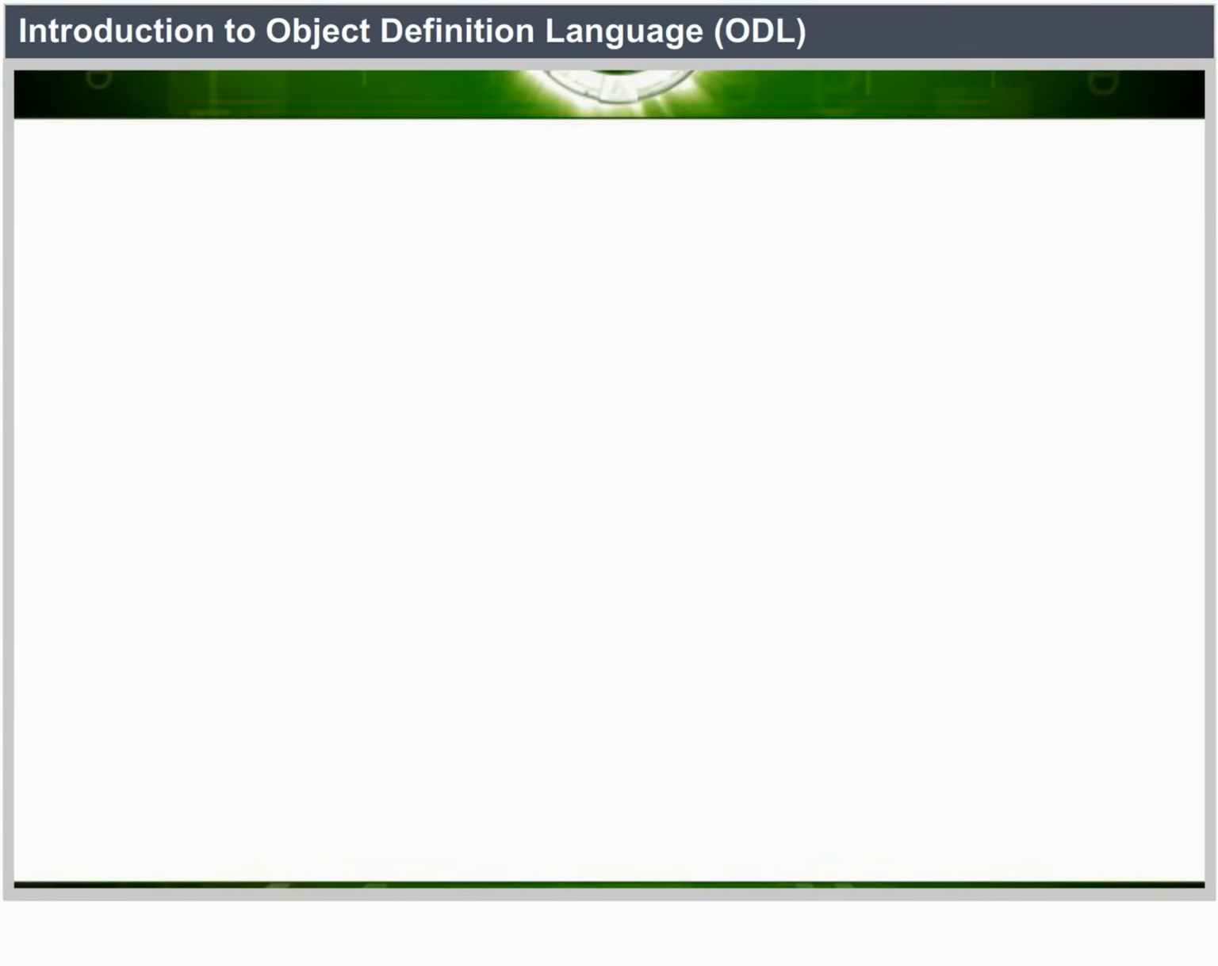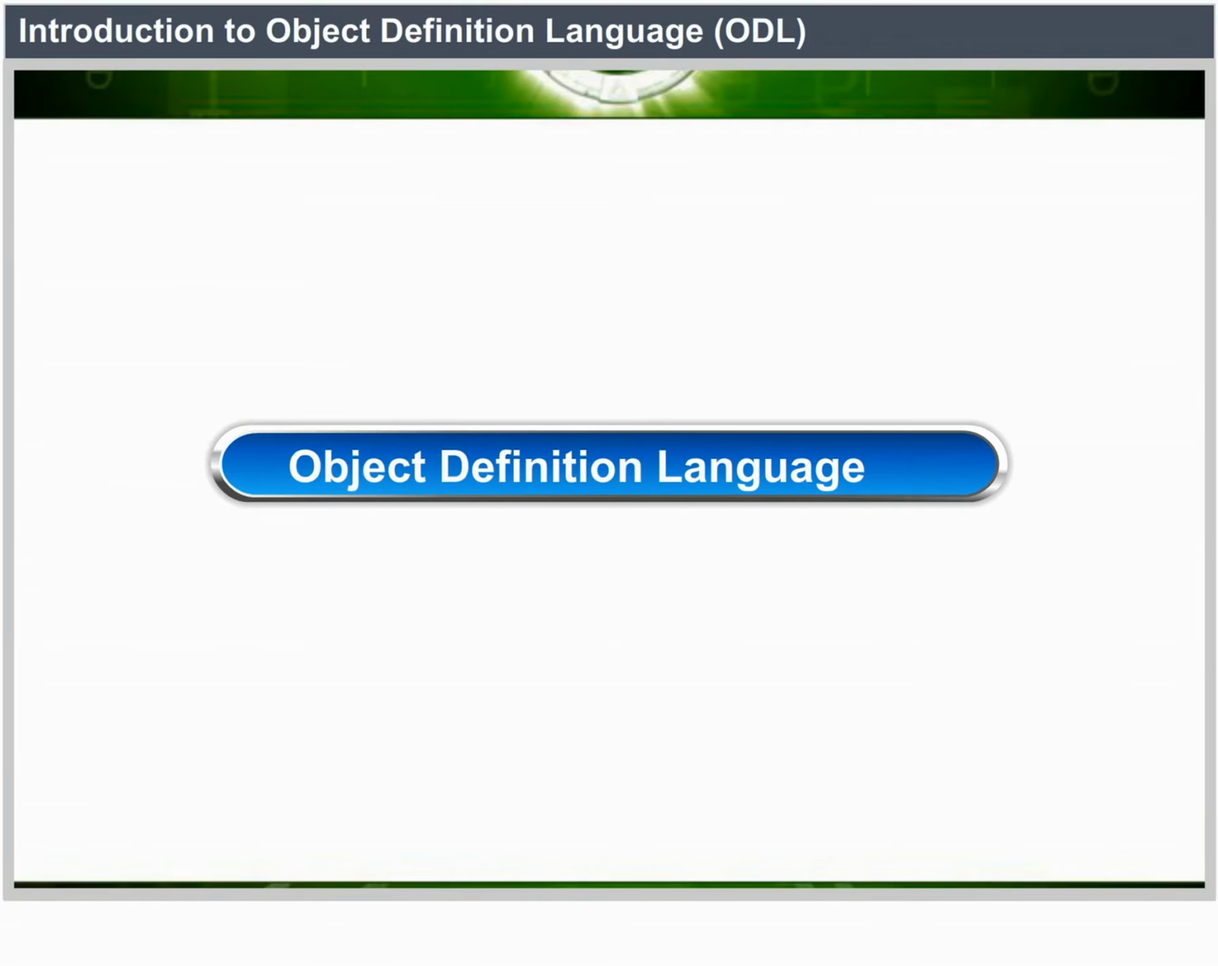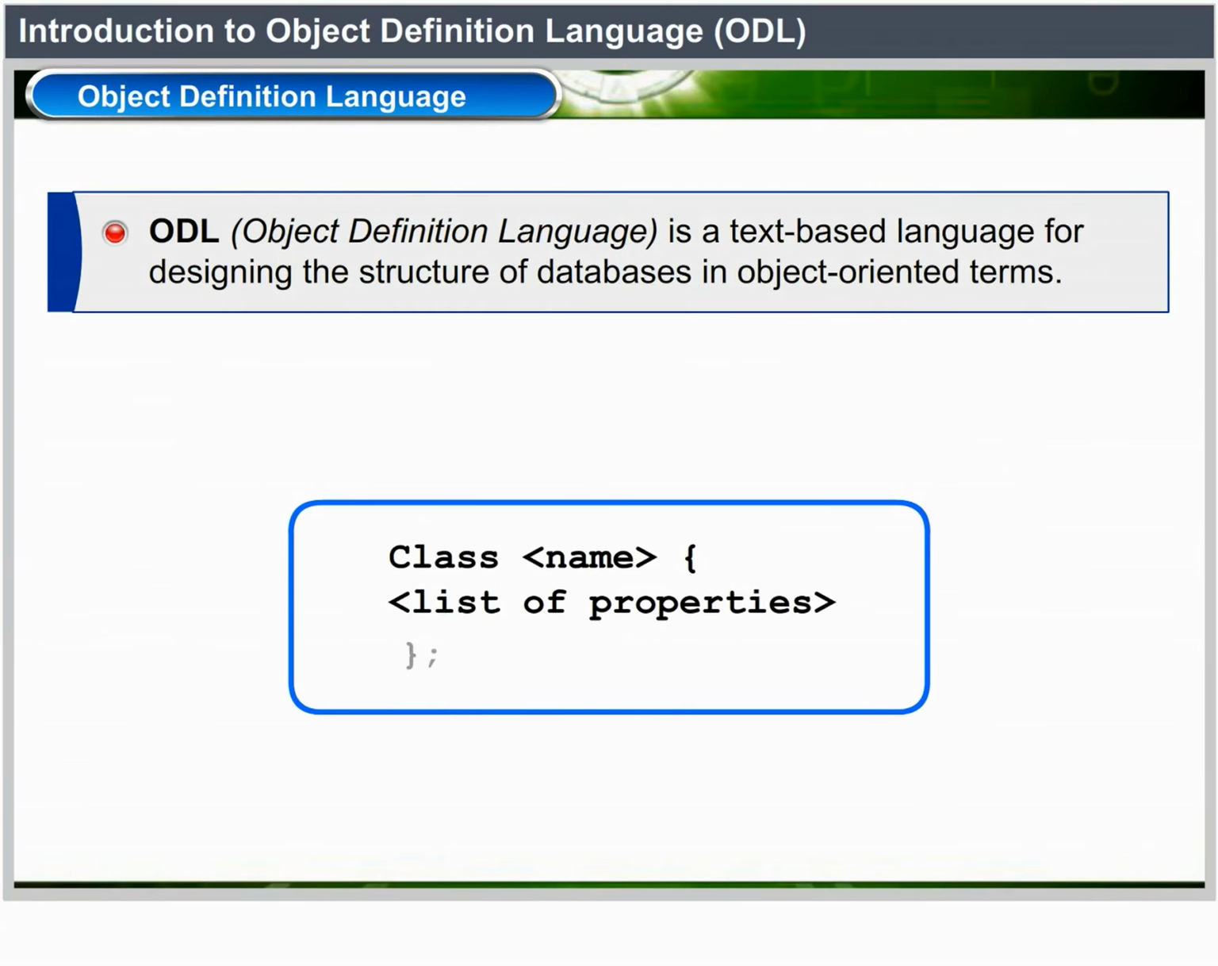Introduction to Object Definition Language, ODL. Object Definition Language is a text-based language for specifying the structure of databases in object-oriented terms.